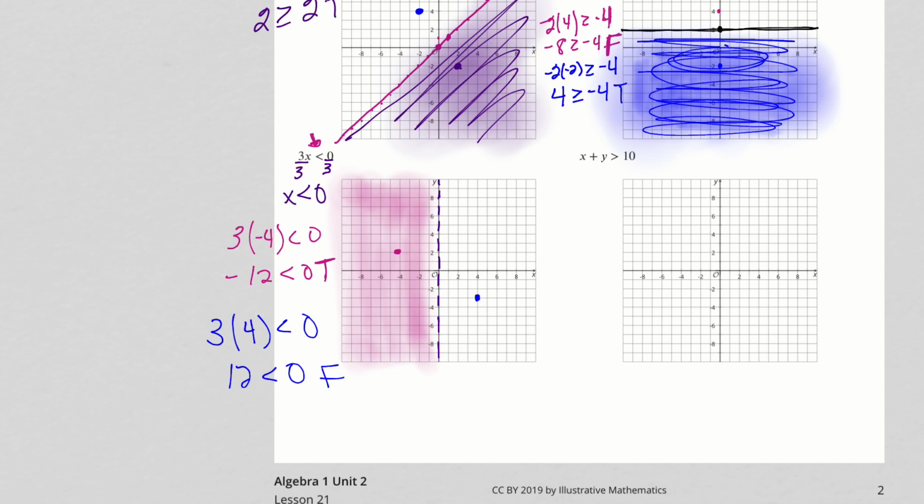Okay. I want you guys to do this one on your own. I'm going to go ahead and go to the next page.